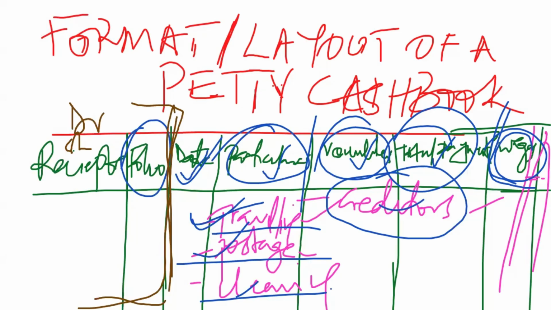Then the credit side, of course, will be this side, which has the payment side. The credit side of the Petty Cash will be now the payment. This is now the payment side.